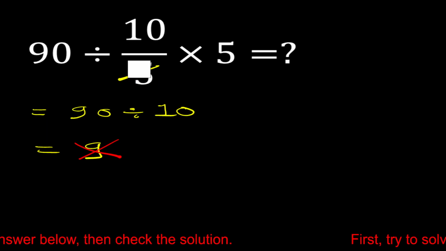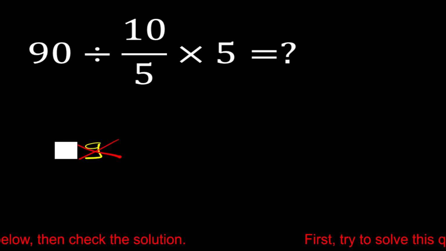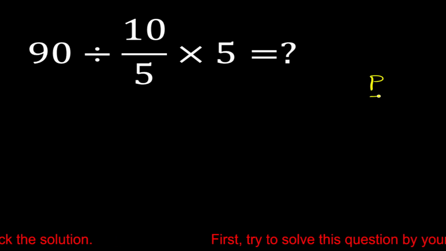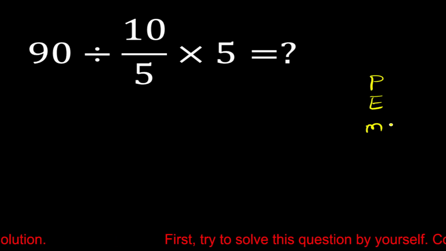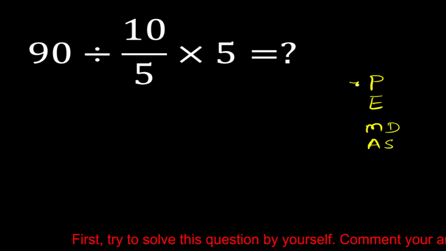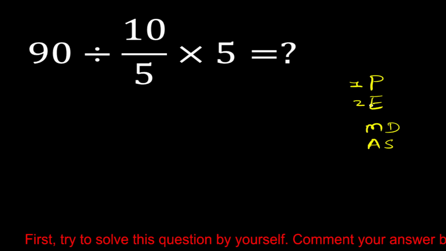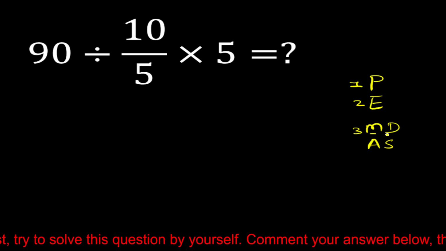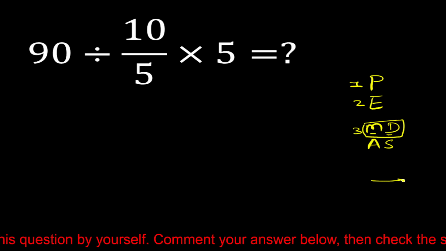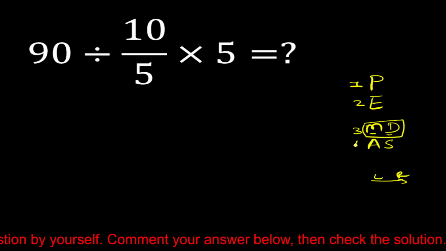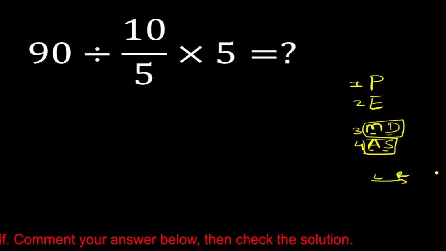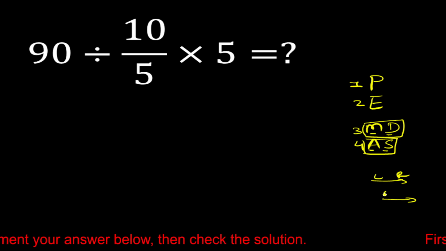So now let's solve this problem correctly by using the PEMDAS rule. PEMDAS. PEM DAS. According to the PEMDAS rule, first priority is parenthesis, second priority is exponents, third priority is multiplication and division. Here multiplication and division both have equal priority, so we have to solve it from left to right. Then the fourth and last priority is addition and subtraction. Also, addition and subtraction have equal priority, so we have to solve it from left to right.